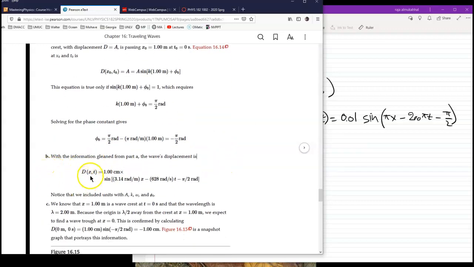So let me use my mouse. It's probably better. So d of x is 1 centimeter, which I converted to meters, sine, and then you have pi x, there it is. He loves units. He put the unit there. Minus 200 pi, which is 628 t, minus pi over 2. You got it, guys?